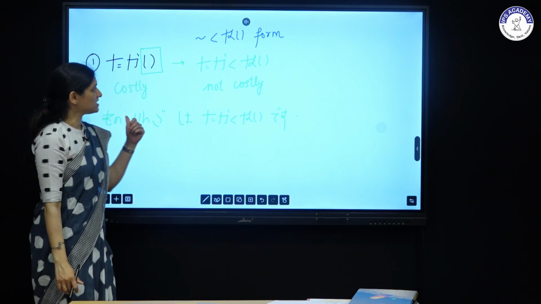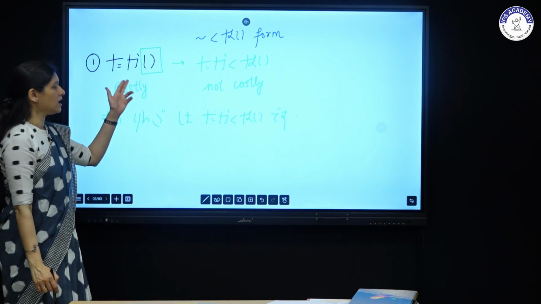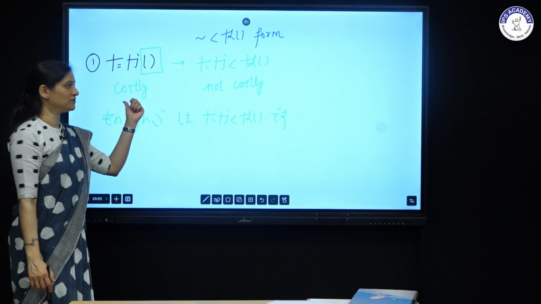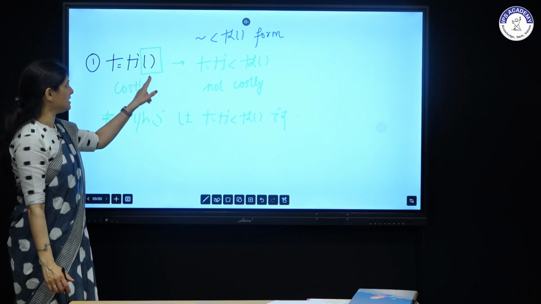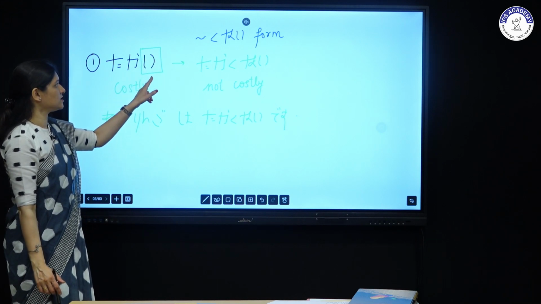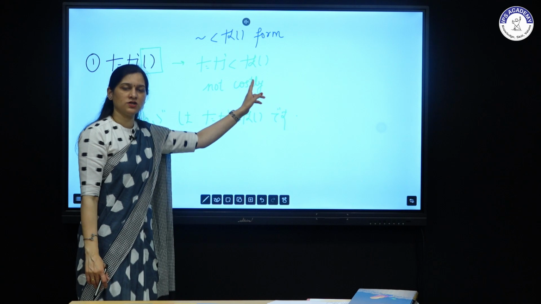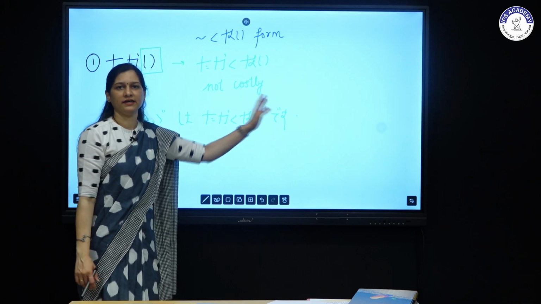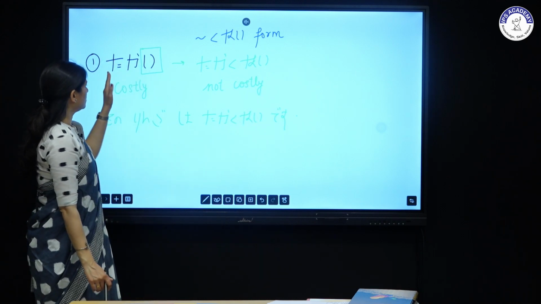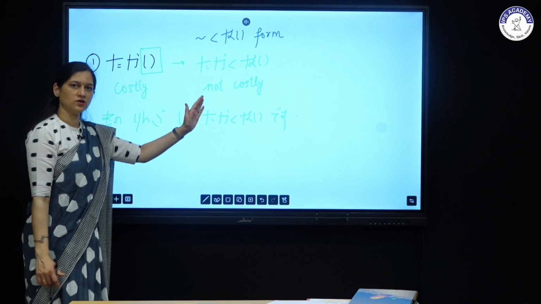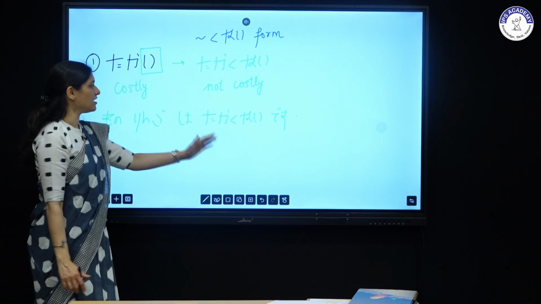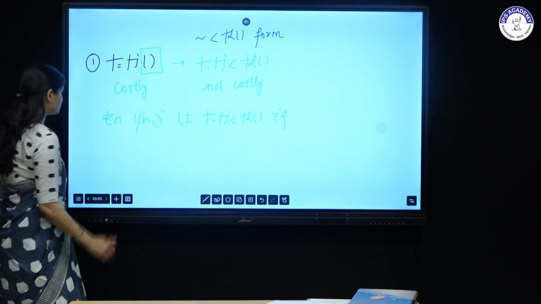Yes? So just understand there is a simple rule for how to make the negation of an adjective. Just replace the e from the e-ending adjective with kunai. So it becomes takakunai. Takakunai is not costly. Ano ringo wa takakunai desu.